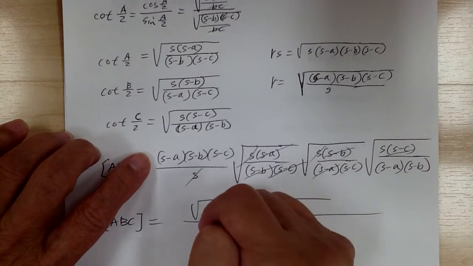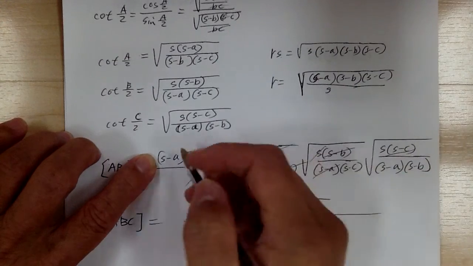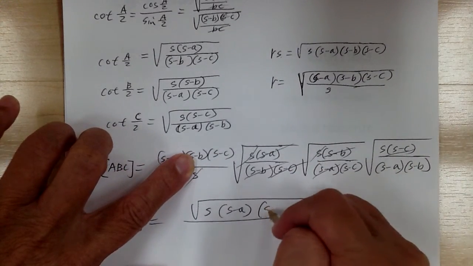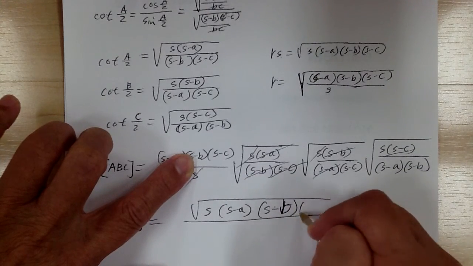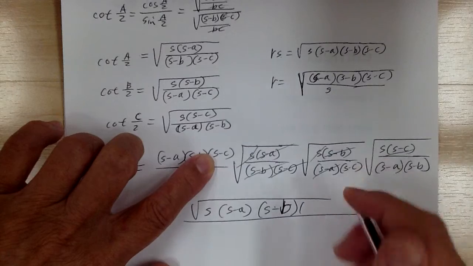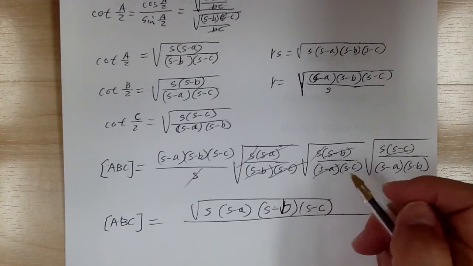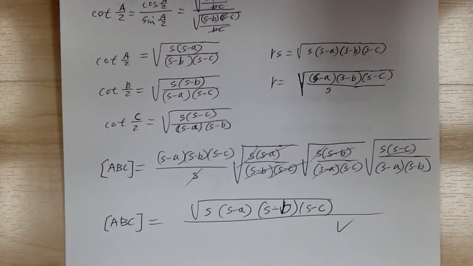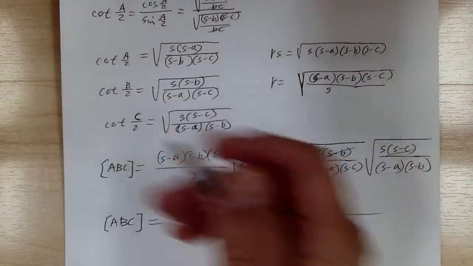So you got S over here. This divided by this will give you S minus A, so that takes care of this. And same thing, this divided by this will give you the square root of S minus B, and this divided by this will give you the square root of S minus C. And so again, this is Hero's formula. So check. And so basically what we do is kind of go backward.